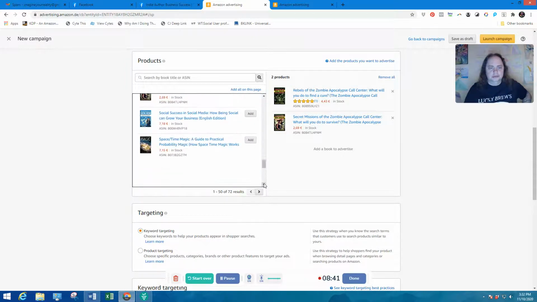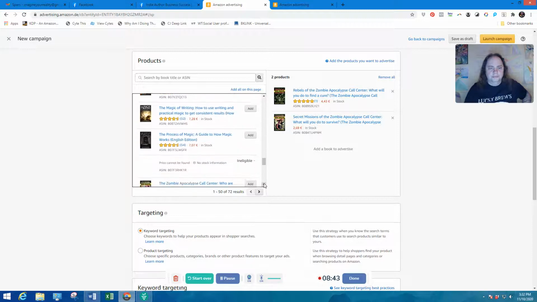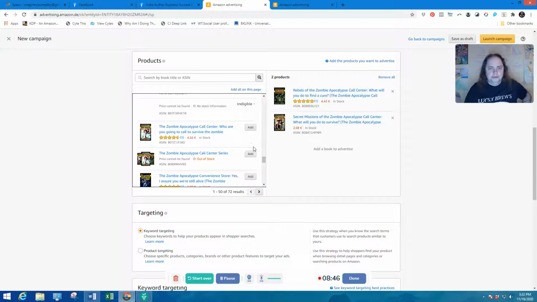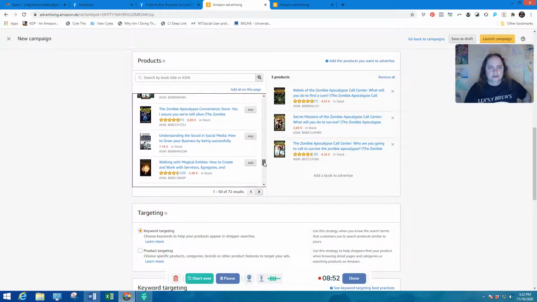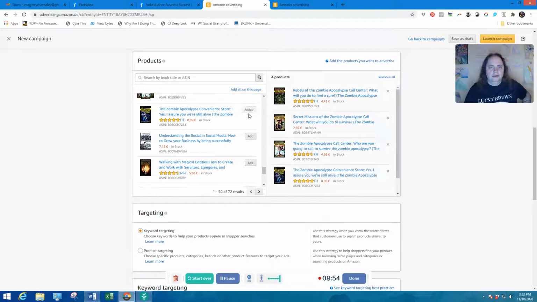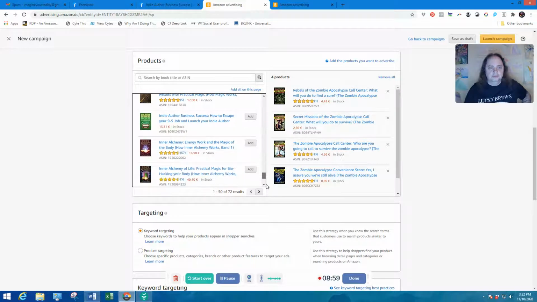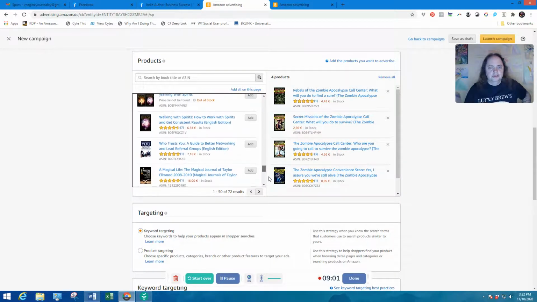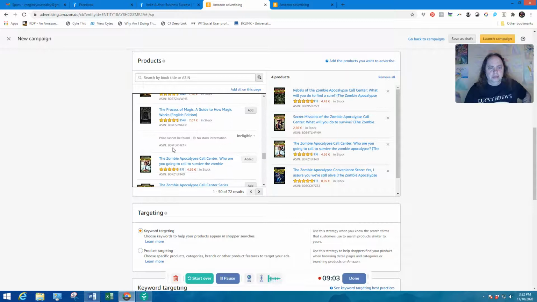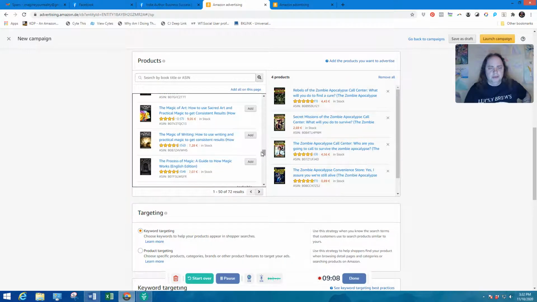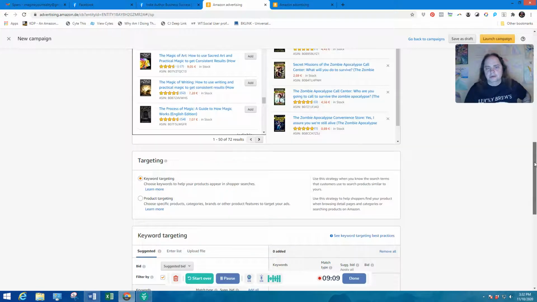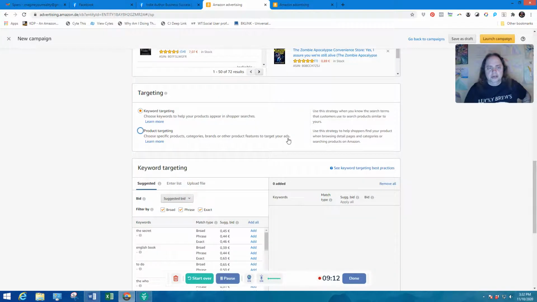Let's go down here a little bit further. Okay, and then we've got this one. I could, if I want, I mean, why not? I'm going to go ahead and add the Zombie Apocalypse convenience store, which is part of the series. So there we go, there's 3. I think this one is Rebels, and because it's in pre-order, it's probably not available yet. Now we're not going to do keywords. Instead, we're going to do product targeting.